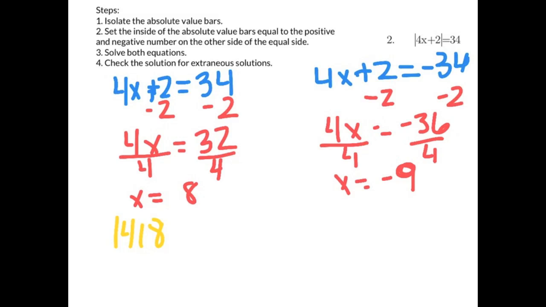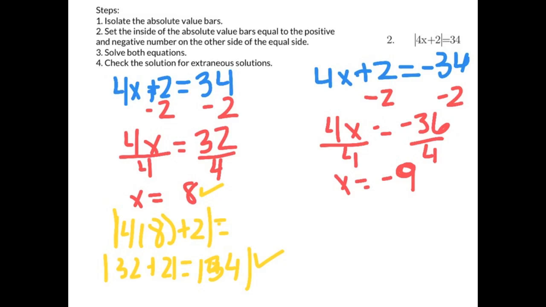So 4 times 8 plus 2, the absolute value of that, which is equal to 32 plus 2, which is equal to the absolute value of 34, which is positive 34. So this solution is true. And I'm going to check the second one by plugging that in.